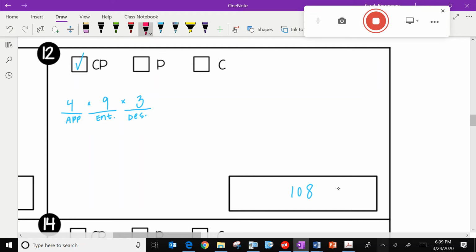You could also solve this as a combination though. So for example, for the appetizers, there are 4 choices and you want to choose one. For entrees, there are 9 choices and you want to choose one. For desserts, there are 3 choices and you want to choose one. Multiply all of these together and you'll get your answer, 108 different 3-course meals.